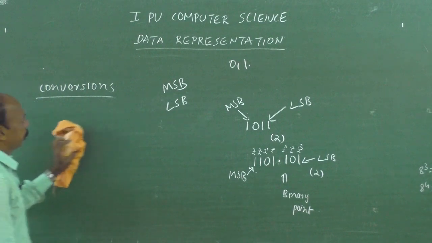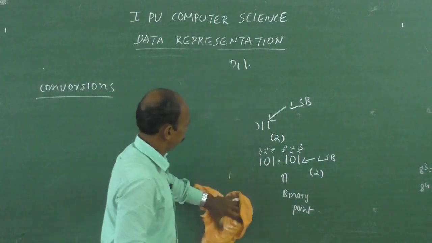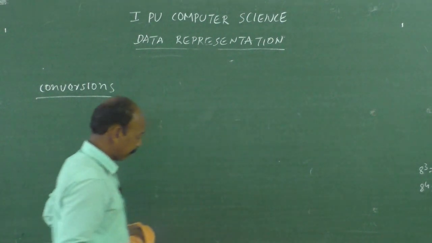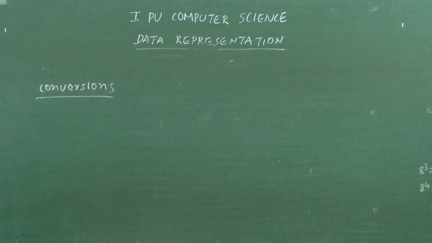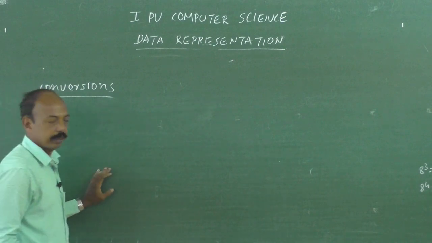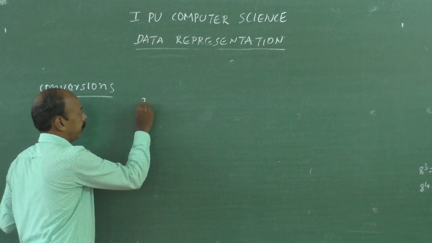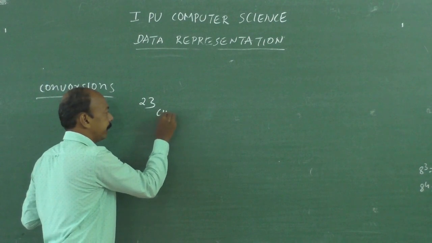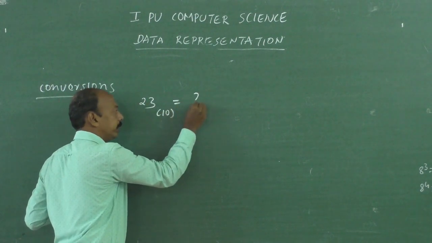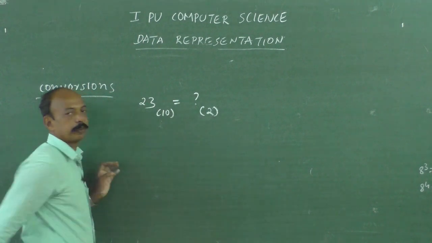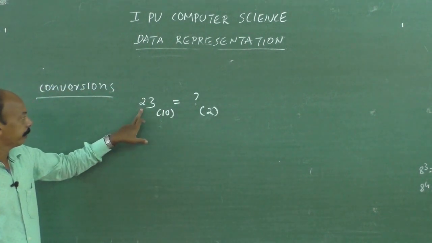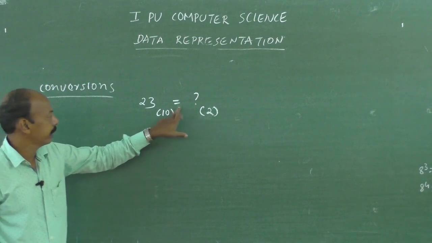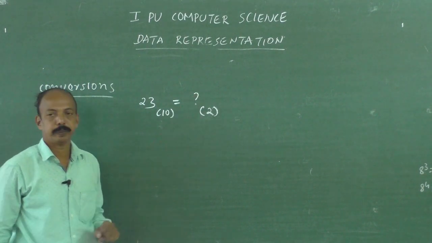Now we shall look into the conversions. What is meant by conversion here? A number in one of the number systems will be given. For example, 23 to the base 10 is how much in base 2? I would like to repeat. 23 base 10 is how much in base 2?